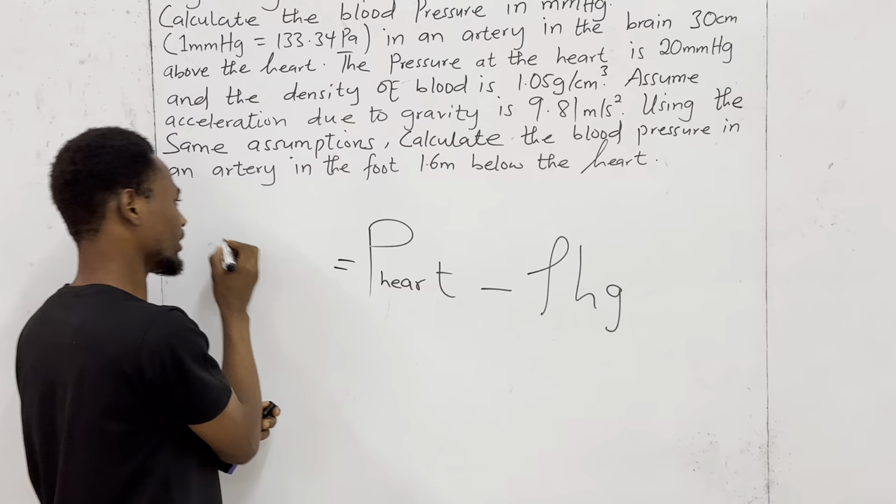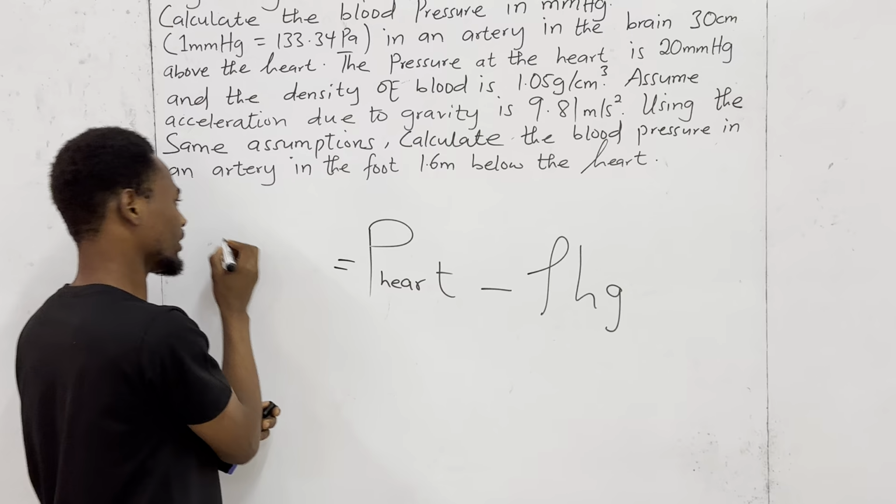So here I have: neglecting the pressure drop due to resistance, calculate the blood pressure in millimeters of mercury given this relation: 1 millimeter of mercury equals 133.34 Pascal, in an artery in the brain, 30 centimeters above the heart.